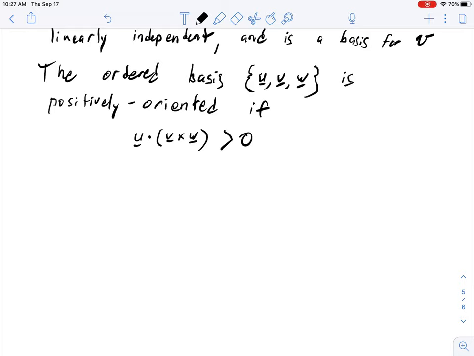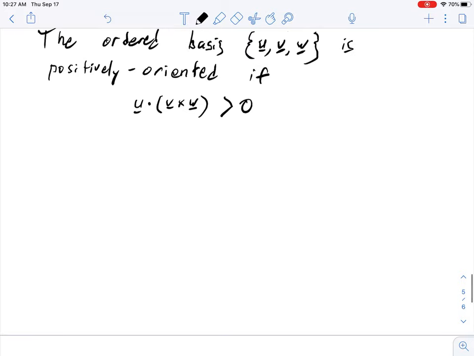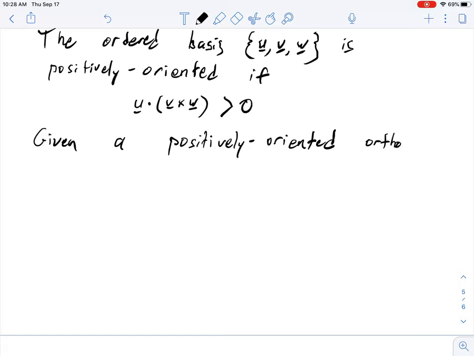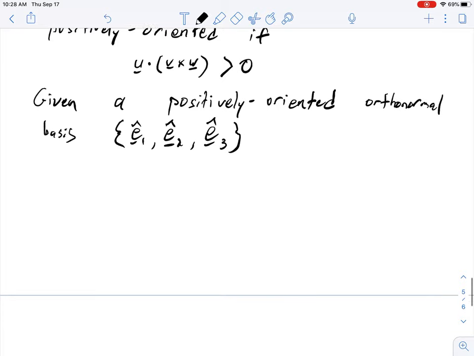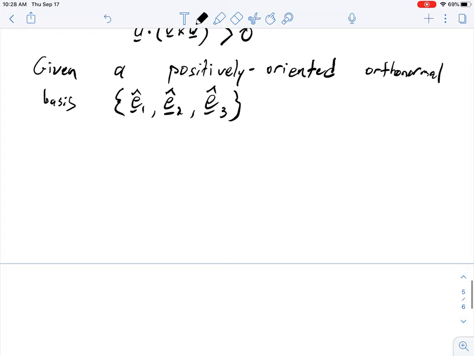All right, so given a positively oriented orthonormal basis, so this is kind of what you'd see in the talk about Cartesian coordinate frames in chapter one. E hat 1, E hat 2, E hat 3. We've already shown that E_i dot E_j is delta_ij.